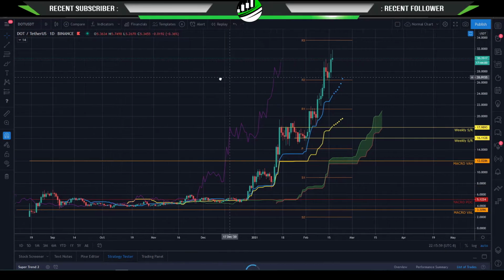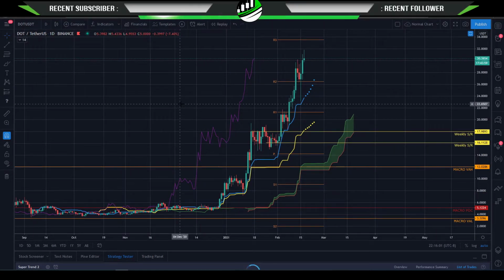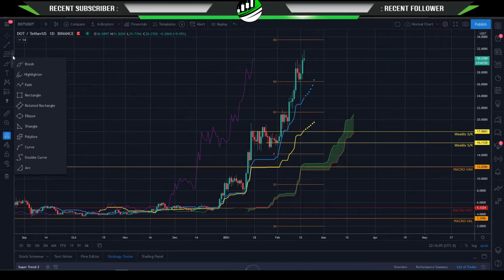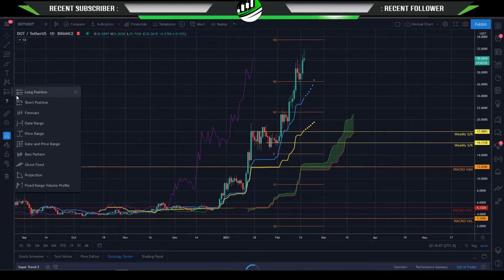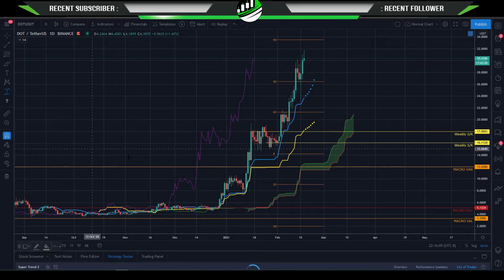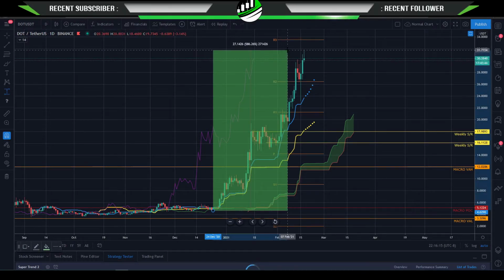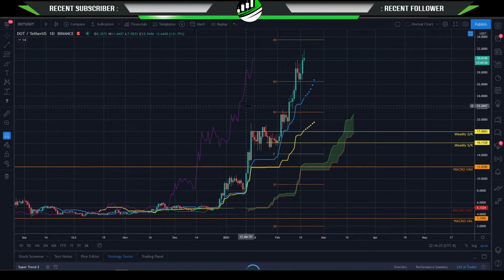Now on to DOT. This is another phenomenal, amazing runner that we've had. If you go back to the end of December and take a move up to this wick high here, you can see a 588% move just since the end of 2020. I mean, this has been an absolute beast to be in.